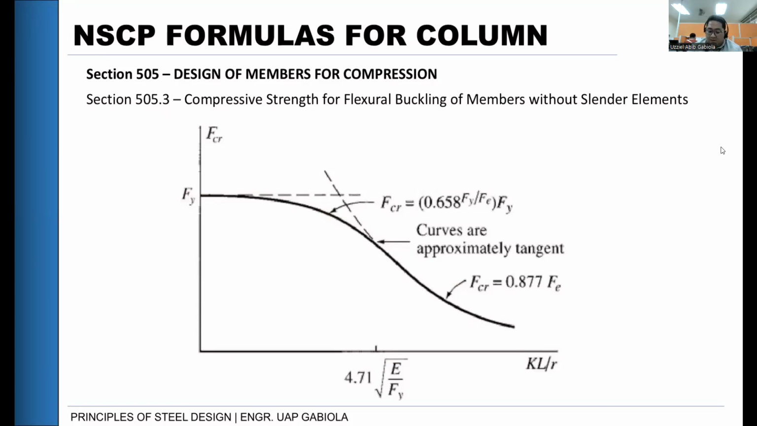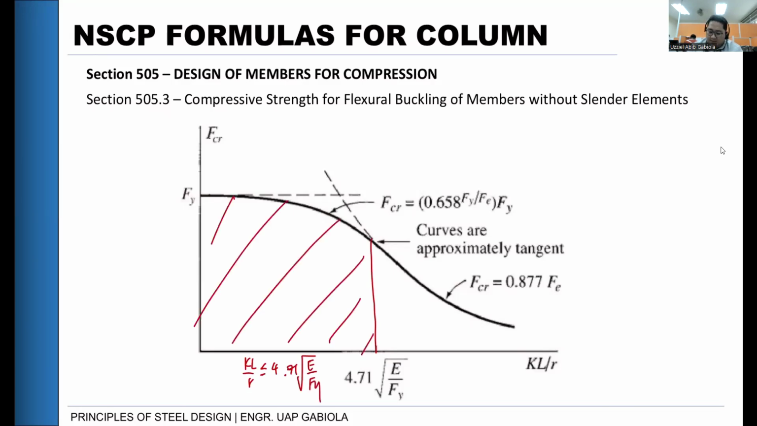Kaya nga, hinati siya ni Code. Ito yung ginawang limit ni Code. Okay? Yung 4.71 square root of E over Fy. Kaya sabi nga, lahat ng less than dyan, for KL over R na less than or equal dun sa limit na yan, 4.71 square root of E over Fy, ito yung portion na yun. Ito yung portion na yan. And ang tawag na dyan is inelastic buckling. Okay? Diba pag sinabi natin, inelastic buckling. And then, kapag nag-exceed naman siya doon sa value ng 4.71, yan yung tawag natin elastic buckling.